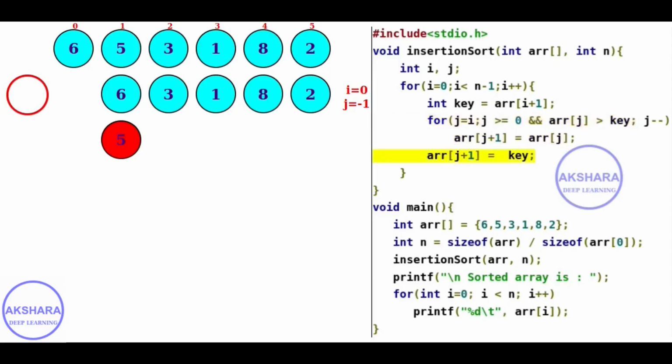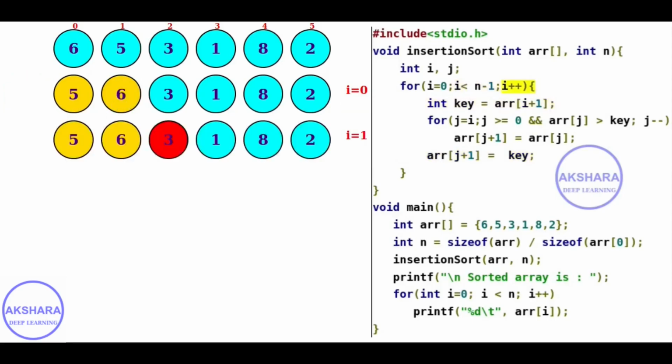This removed element key will now be stored at the j plus 1 index. Here j is minus 1, so j plus 1 means index 0. So this key will be stored at index 0. Now the first pass is completed. After the first pass completion, these two elements are sorted now. Again i will be incremented. So the second pass will start.